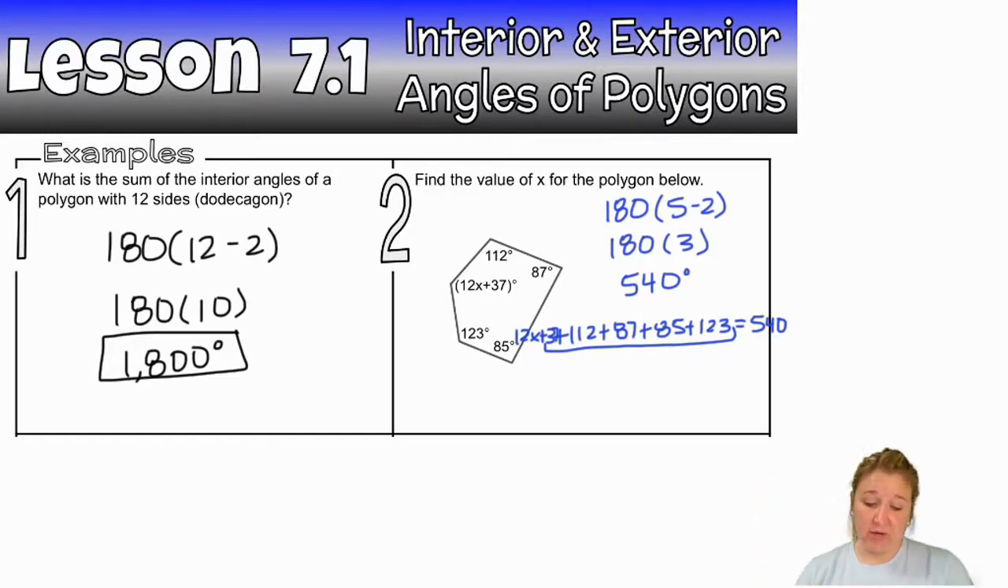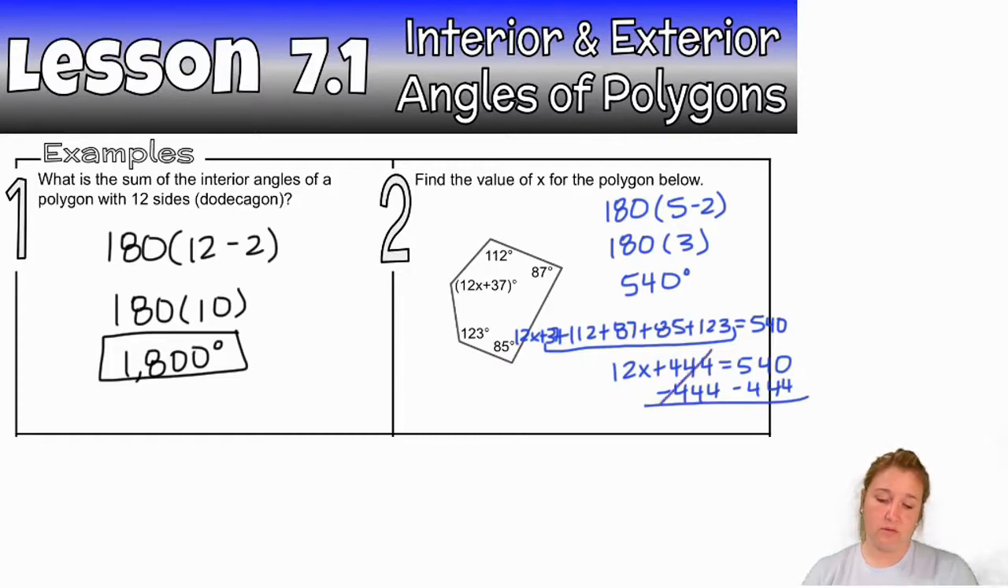So when I add all those up together, I get 444. So it's going to be 12x plus 444 is equal to 540. And then I'll solve this like a 2-step equation. I'll subtract 444 from each side. And so 12x is going to be 96. Then I'll divide by 12 on each side, and so x is equal to 8. So it didn't ask for the angle measure there, it's just asking for that value of x.